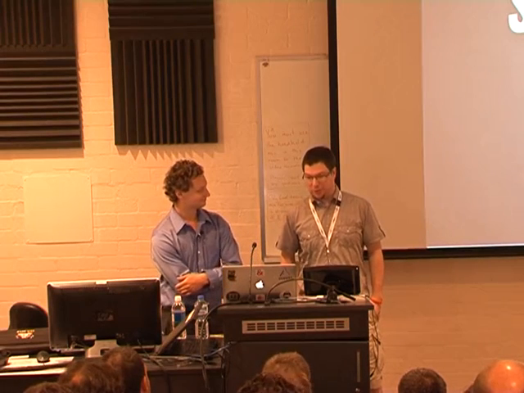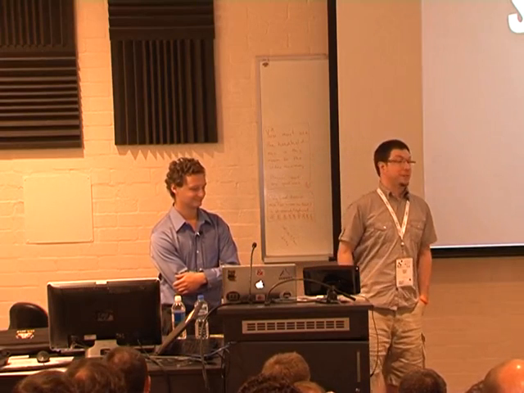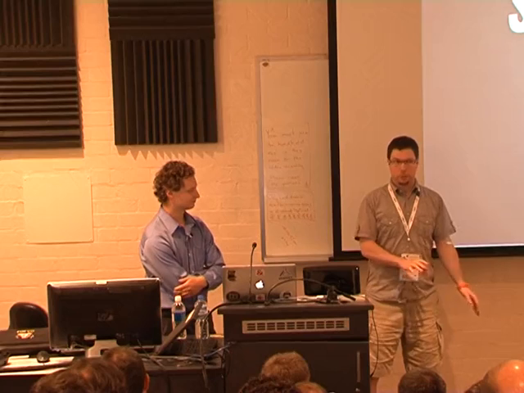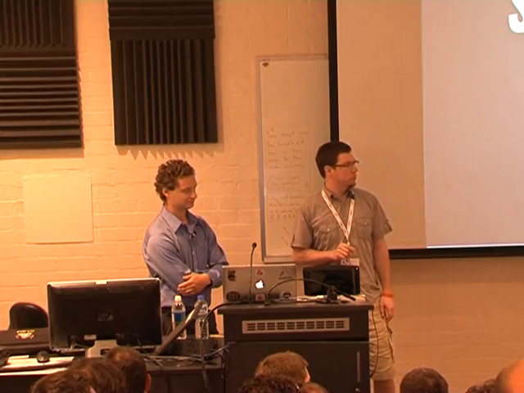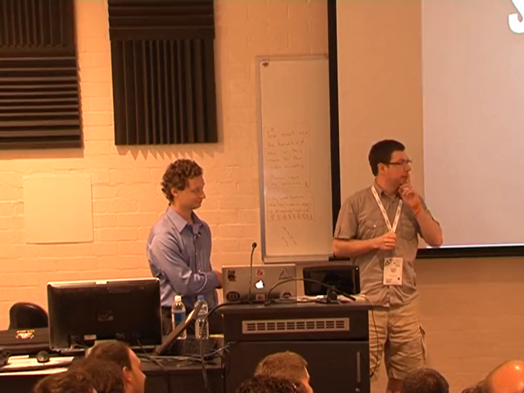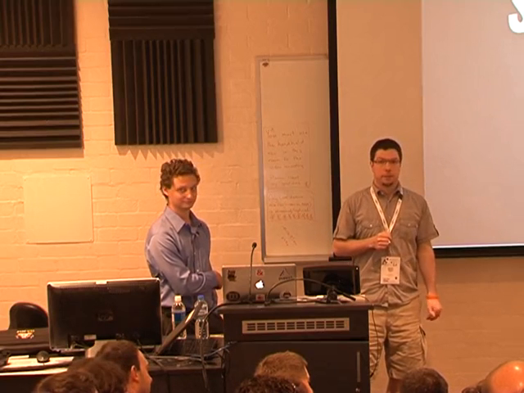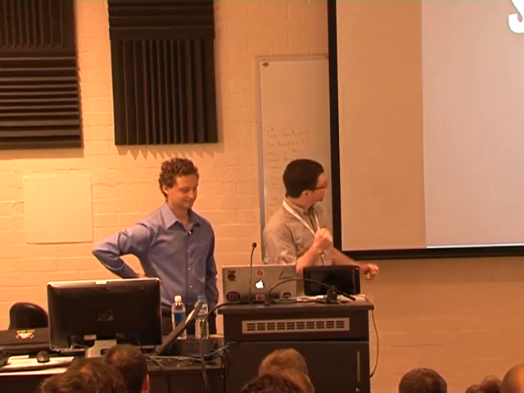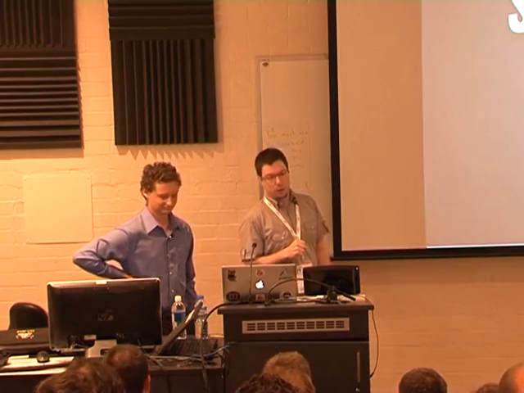Puppet as a source of truth. Puppet is the source of truth. Puppet is a source of truth. This, again, to switch gears, sort of the third section of what we want to talk about. How much time do we have left? Just curious. 19 minutes. Actually, that's perfect. Good job, yeah. Nice.